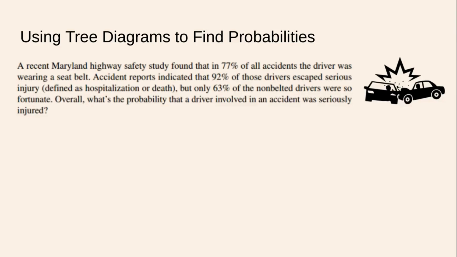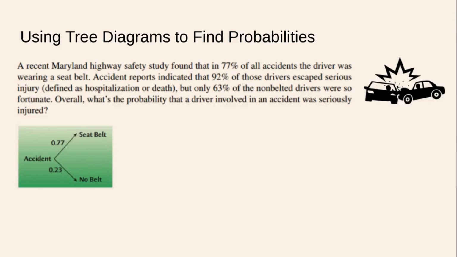So we're going to use a tree diagram for this, because this is a really messy problem, and tree diagrams, just like Venn diagrams, are your friend. So starting with the accident, there is a 77% chance that the person's wearing a seatbelt, and thus a 23% chance that the person is not wearing a seatbelt. So that's our first instance we're accounting for.